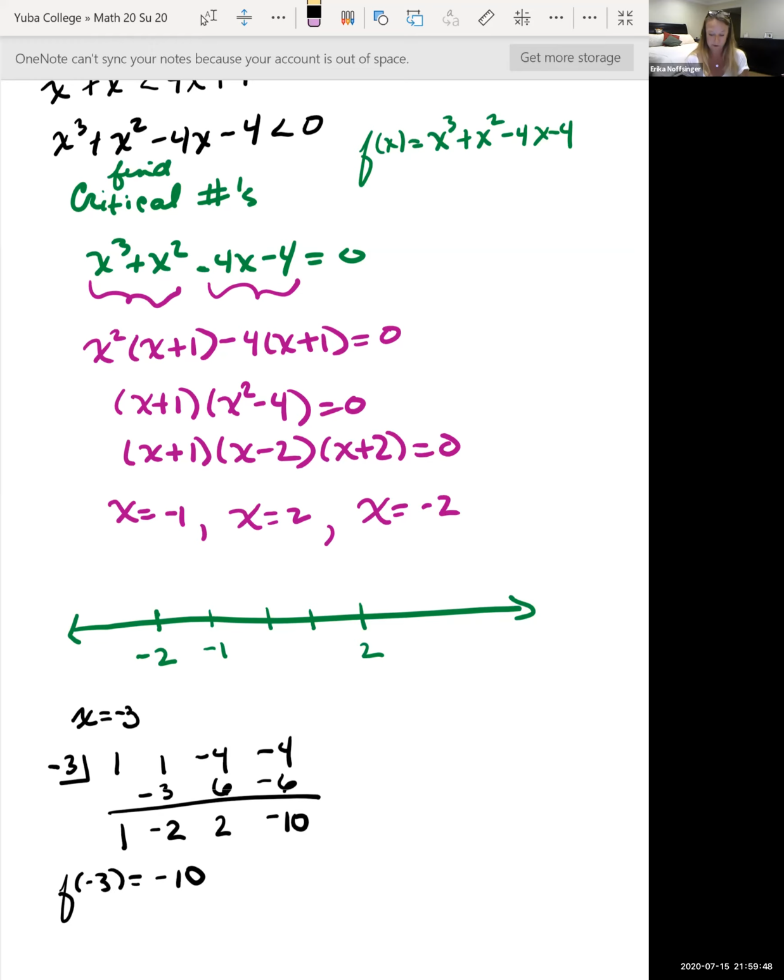Let's just show it real quick. If we plugged in negative 3 into x, we would have cubed that, which would have given us negative 27, plus we would have squared the negative 3, which would have given us 9, minus 4 times negative 3, so that would have been plus 12, and then the minus 4, that gives us negative 10.